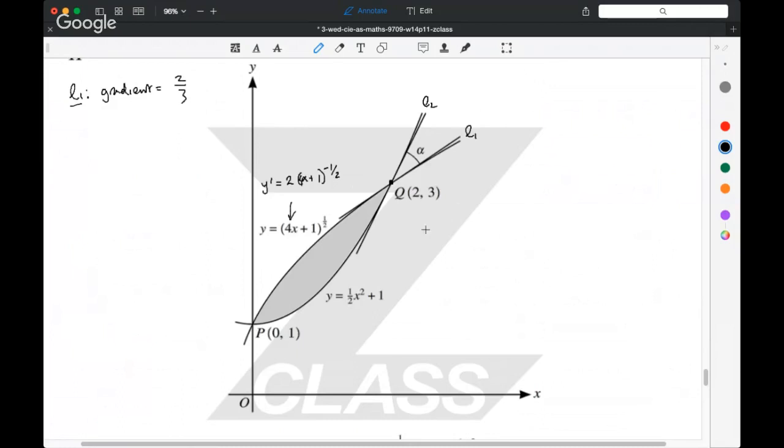So our equation for line 1 is y is equal to 2/3 x plus c, and we know that Q is on the line, so we can say that 3 is equal to 4/3 plus c. So c is equal to. Actually, you know what? We don't even need to worry about the full equation. I'm just getting the gradient now.